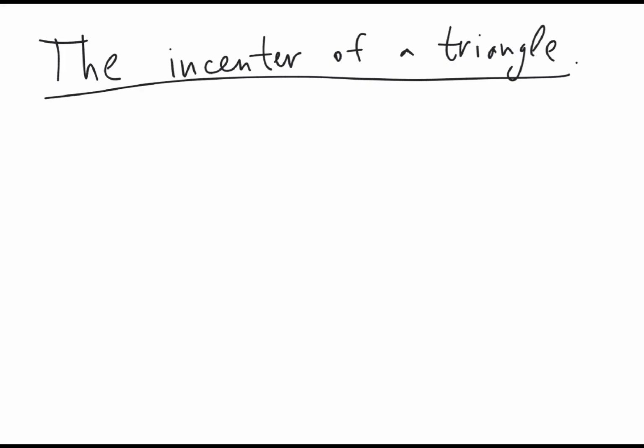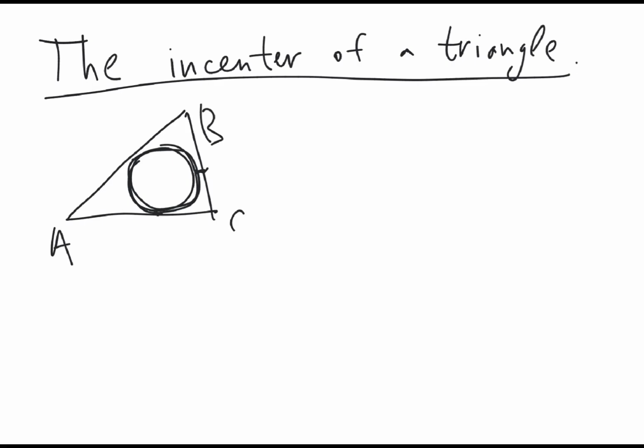Okay, in this video I'm going to talk about the incenter of a triangle. So basically this is the center of the inscribed circle, the incircle, the circle that touches all sides or is tangent to all sides of the triangle, and it is also the center I, and it is also the intersection point of the bisectors.